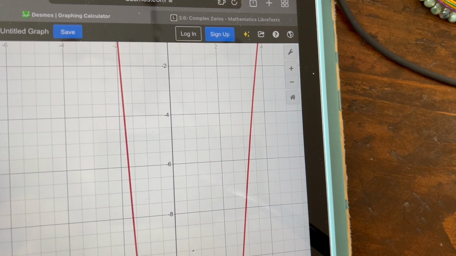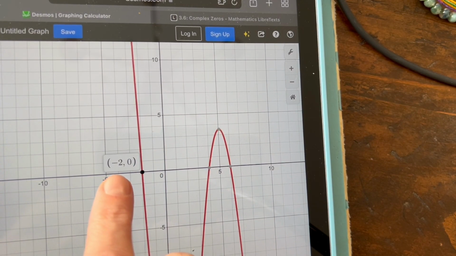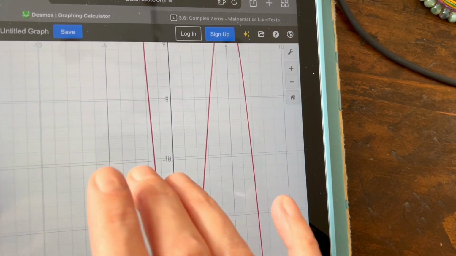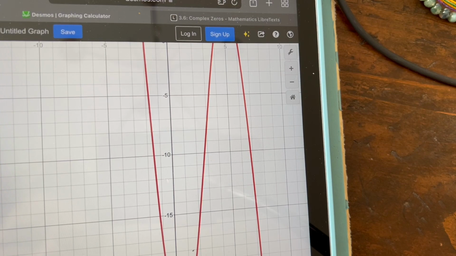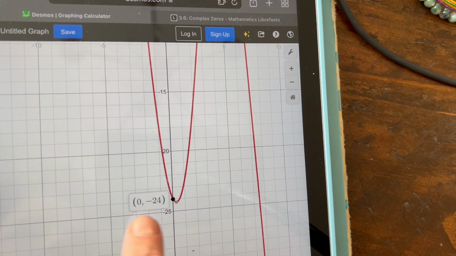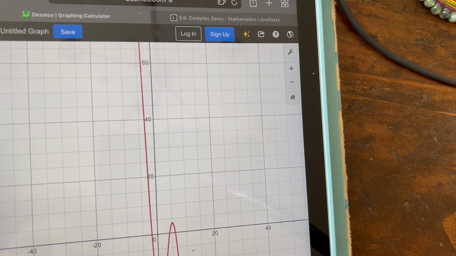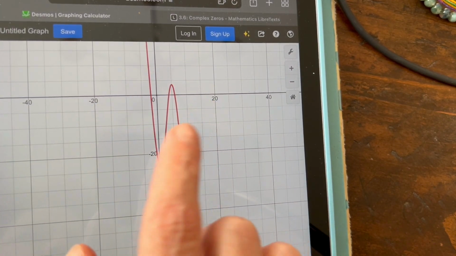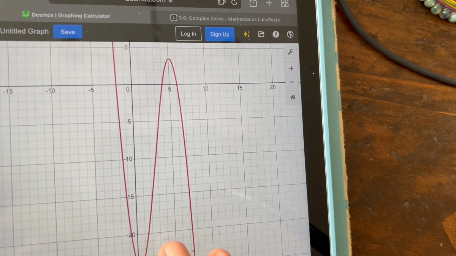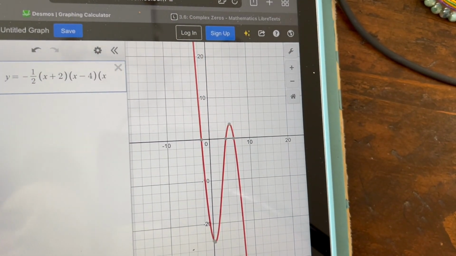And here's the graph, okay? So there's the spot 2, 0, 4, 0, 6, 0. This down here, you'll see it, negative 24, okay? And this is what it looks like. But the behavior is all happening in the middle, right? And there you go.